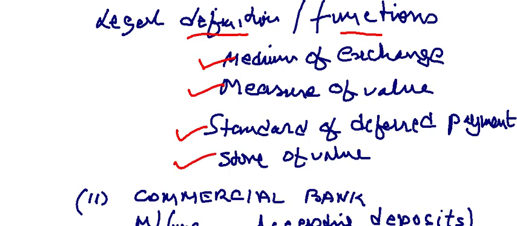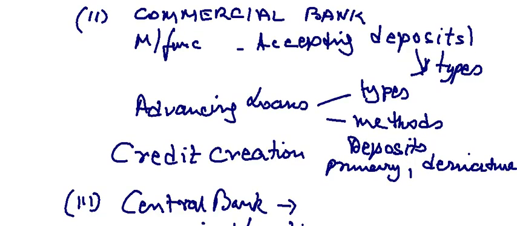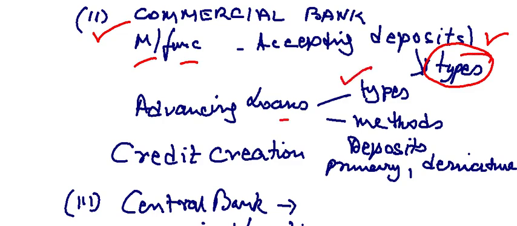Then since we are studying banks here, we have commercial banks. What is a bank in the general sense, and what does a bank do? What is the meaning and what are the functions of a commercial bank? It accepts deposits, and you have types of deposits to study here. Then loans, it gives out money, so types of loans, methods, then credit creation, how credit is created by banks. You also have to study deposits, which are primary or derivative.